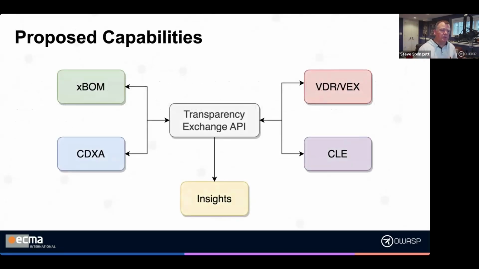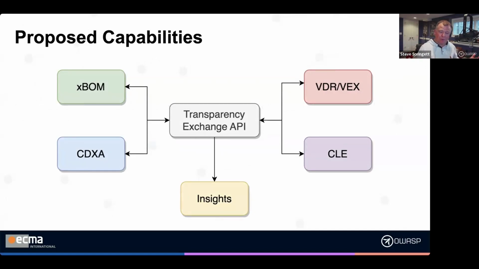The Transparency Exchange API is broken down architecturally into 5 discrete buckets of things. Top left, XBOM, any kind of bills of materials, whether it's an SBOM, CBOM for cryptography, HBOM, all the inventory related things. Followed below that is CDXA. This is attestations.